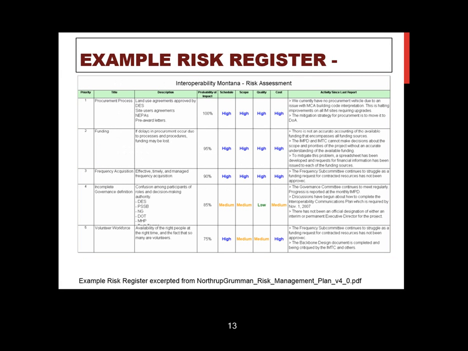So here we have an example risk register. I'm not going to read through this. I will encourage you to stop the lecture at this point, pause it, and read through those, or go to the PDF copy of this PowerPoint file and print this page off, or go to the file, the Northrop Grumman Risk Management Plan version 4 that we have a copy of, and print off that page and read through that. This is a fairly good example of what a risk register would look like.